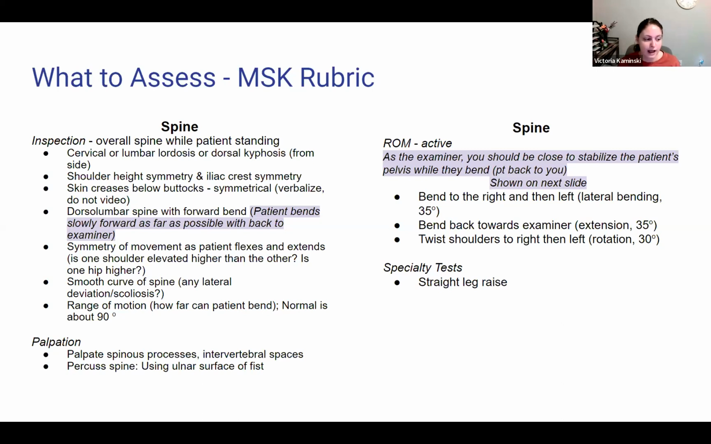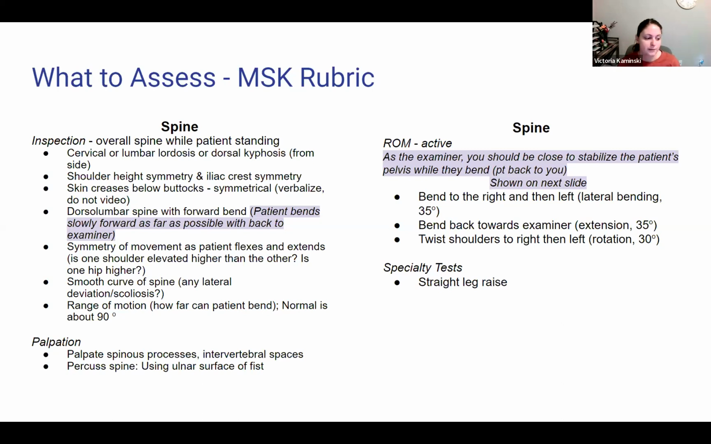Is one shoulder higher than the other? Is one hip higher than the other? Is there smooth curvature of the spine? Do we see any lateral deviation or possible scoliosis? We're looking at that range of motion. So how far can the patient bend? And 90 degrees is normal.